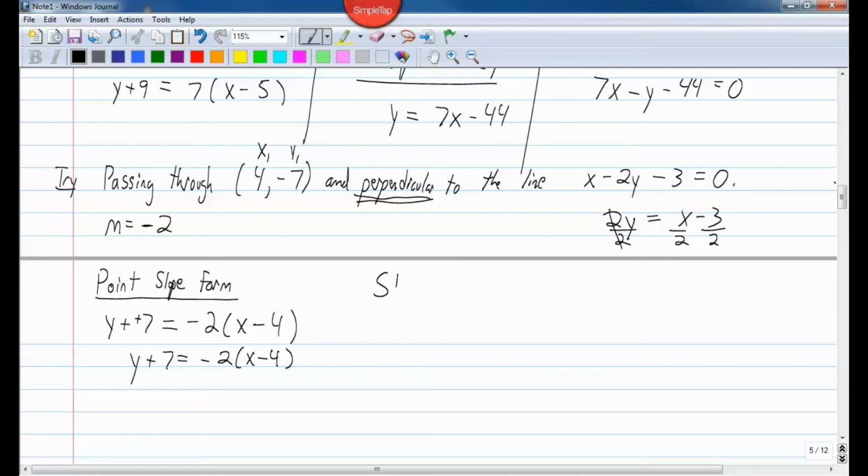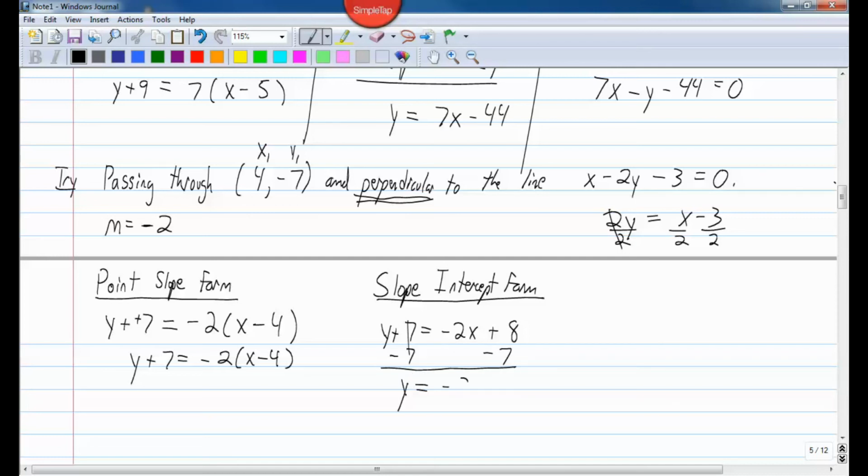Alright, if we want slope intercept form, then we multiply out the right side. So I have y plus 7 equals -2x plus 8. And now get the y by itself. So subtract 7 from both sides. So y equals -2x plus 1.